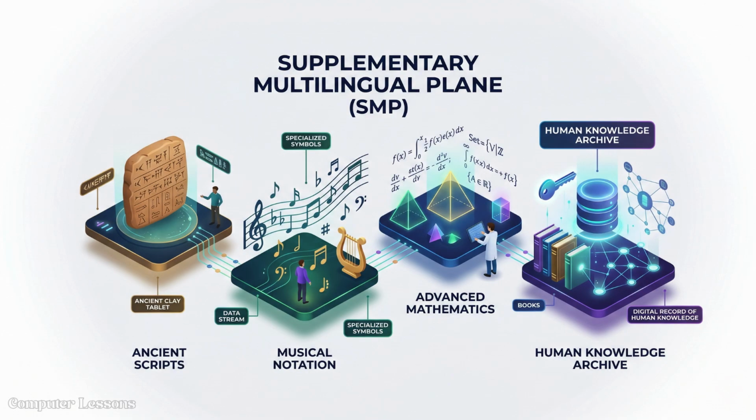The supplementary multilingual plane contains thousands of specialized characters, including ancient scripts like cuneiform. It also houses symbols for musical notation and advanced mathematical operations used in research. This plane ensures that the digital record of human knowledge remains complete and accessible forever.